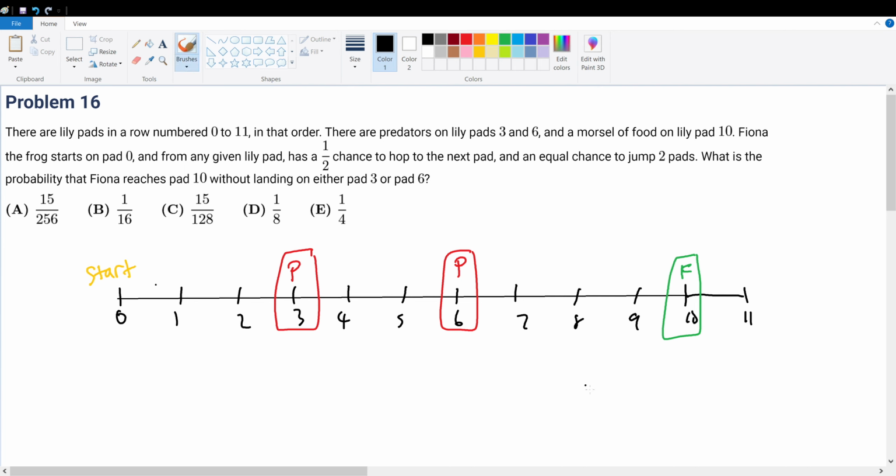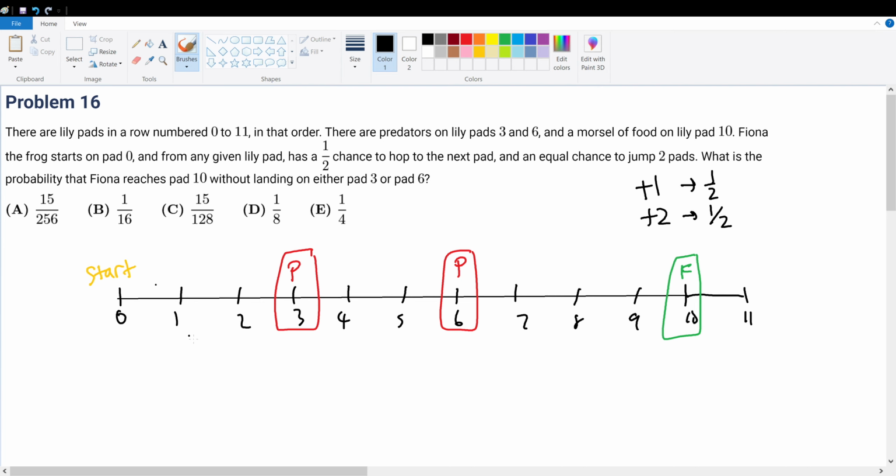She starts on pad 0 and has a half chance to hop to the next pad, and an equal chance to jump 2 pads. So to have a +1 hop, we have a half chance, and to have a +2 hop, we have a half chance as well. We're trying to find the probability that Fiona reaches pad 10 without landing on pad 3 or 6.